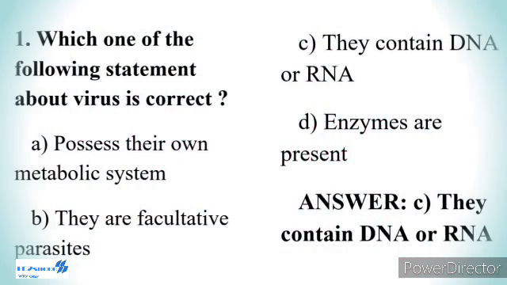Evaluation. Question number 1. Which one of the following statements about virus is correct? Option A, possess their own metabolic system. Option B, they are facultative parasites. Option C, they contain DNA or RNA. Option D, enzymes are present. So the correct answer, option C, they contain DNA or RNA.